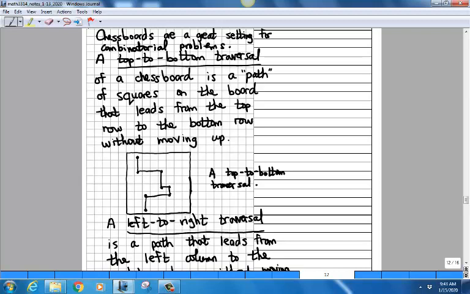A traversal of a chessboard is if you start at the top row and move through squares of the chessboard to the bottom row, but you don't go up. So you can go left and right and down, but you cannot go backwards. You cannot go up. That's called the top to bottom traversal of the chessboard. So you have to assume that the chessboard has an orientation. There's a top and there's a bottom, like we see here.